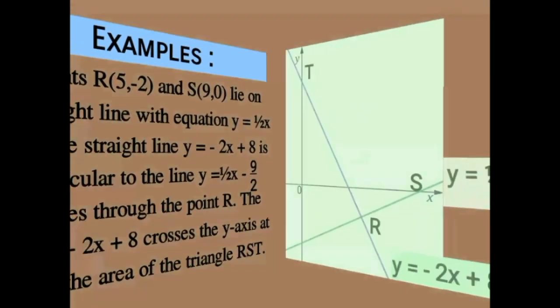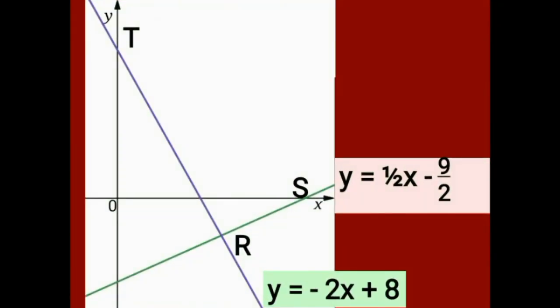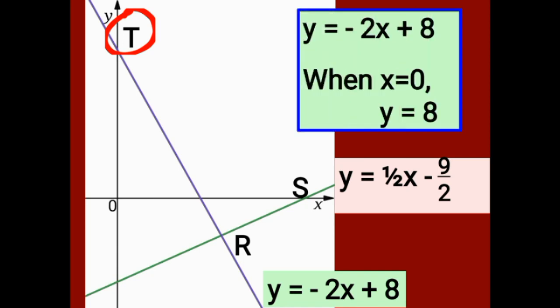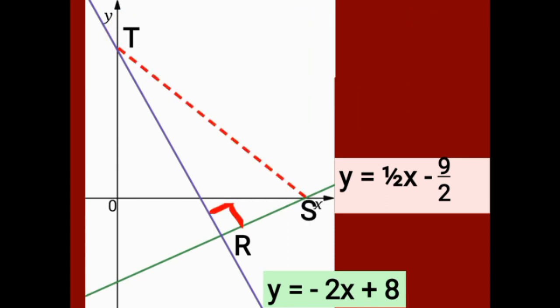So now here is the sketch of the two graphs. First, let's work out the coordinates of T. When x equals 0, y equals 8 and hence the coordinates of T are 0, 8. As you can see, the triangle RST is a right angle triangle. But to find the area here, it is not as simple as using the coordinates like in the previous example. So first, let's work out the lengths of RS and TR.